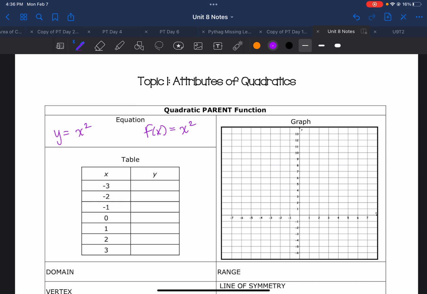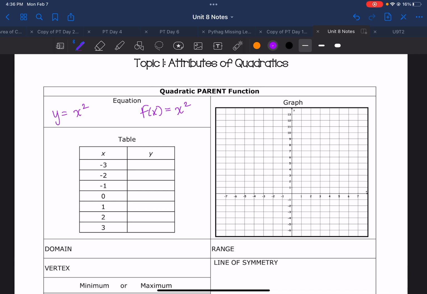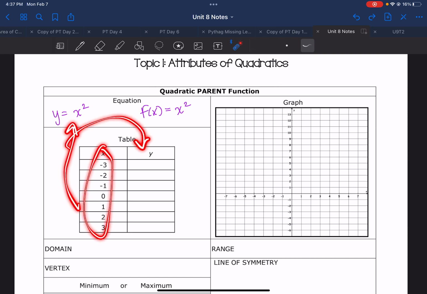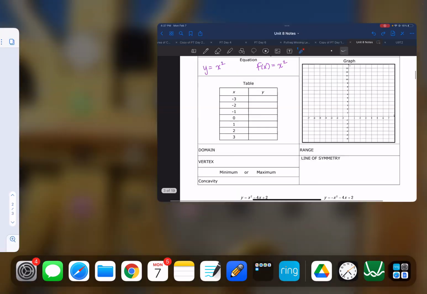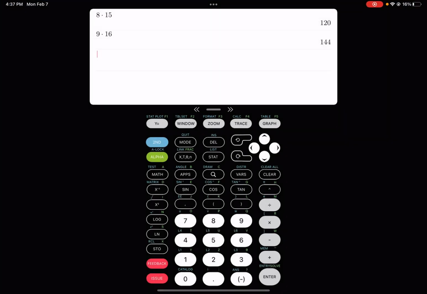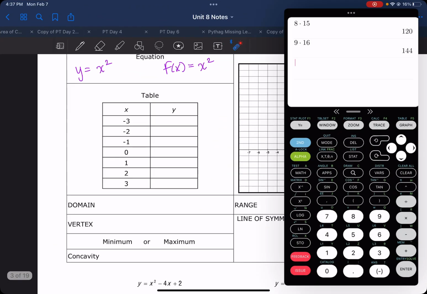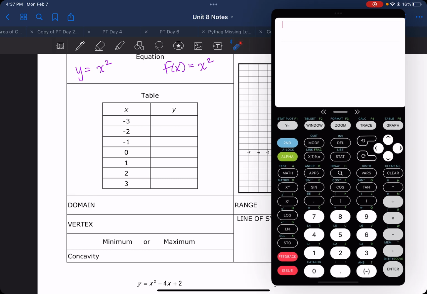Now, if this is the parent function, let's figure out what this graph looks like and what a table will look like. So if this is the equation, let's fill in this table. We know how to fill in this table because if I'm given my x values, all I have to do is plug them into my equation, and that will give me my y values, right? So I'm going to get my calculator real quick.